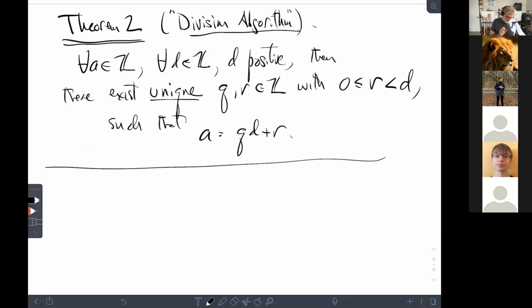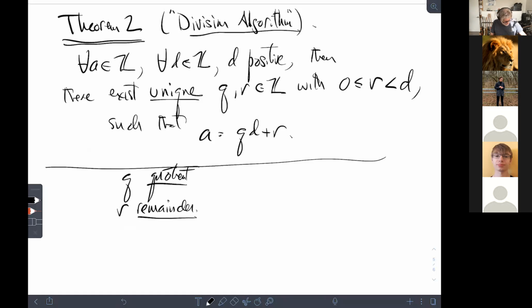The names, the letters have been chosen specifically. So D for divisor or divided by, but Q for quotient, R for remainder.